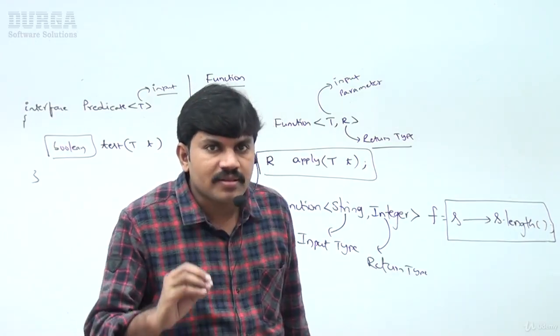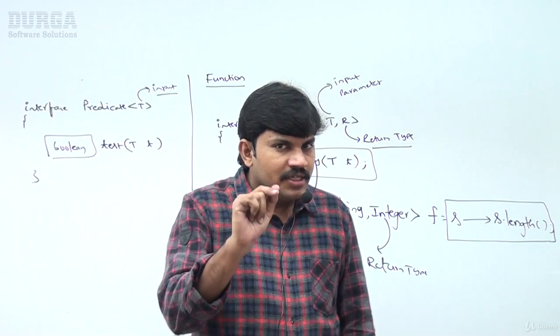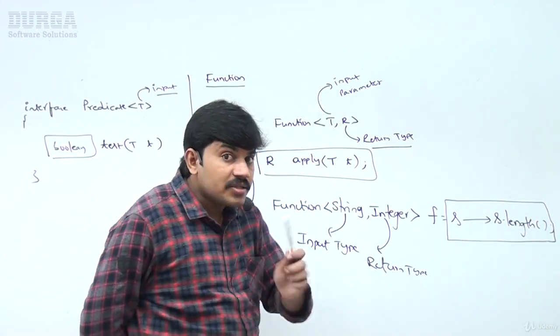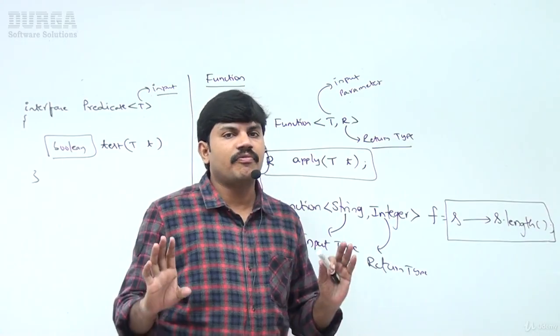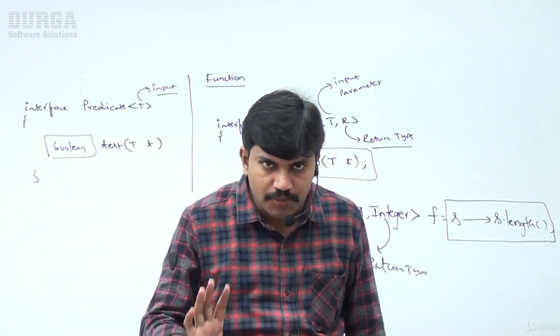How to find the length of a given string? Have you observed? Here, what is the return type? Integer. It is not a Boolean value. So, Function can return any type of value, no problem at all. Are you able to understand, right?